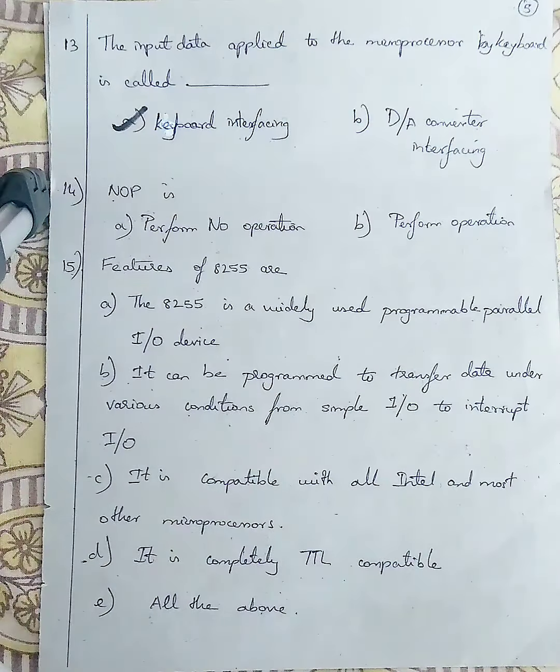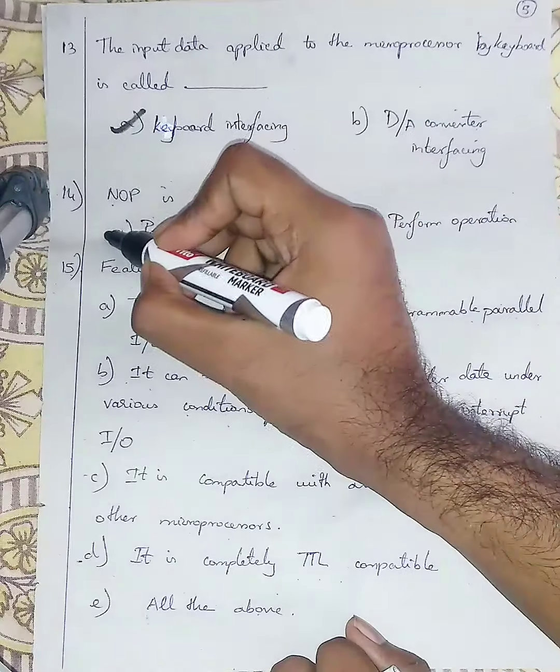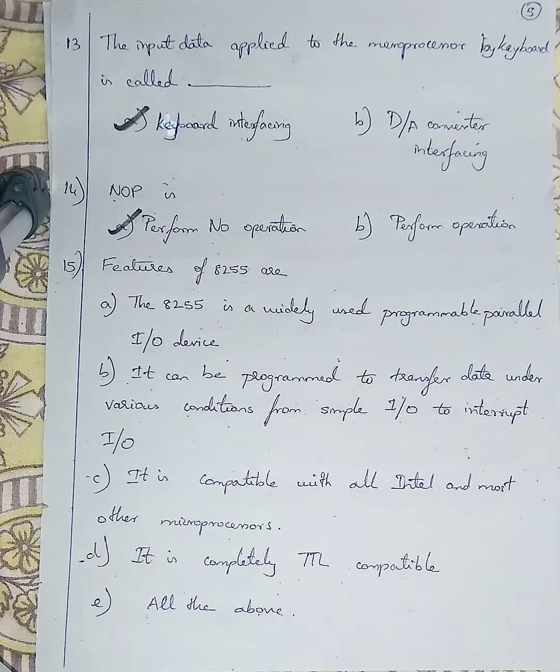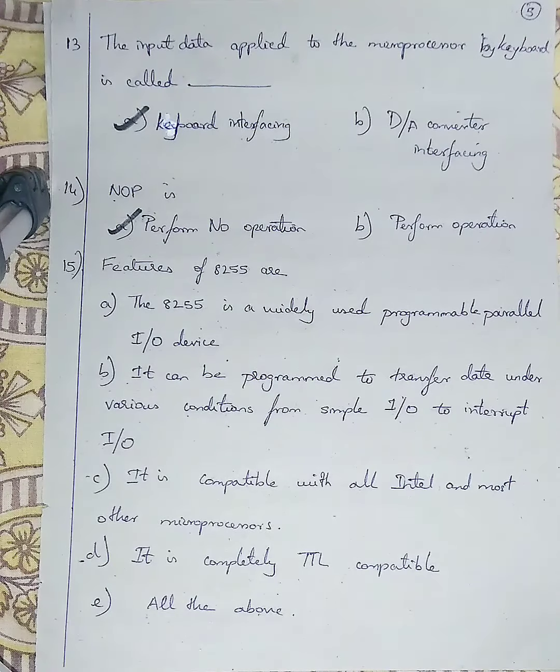Question number 14. NOP is. What is NOP? Option A is perform no operation. Option B is perform operation. NOP means perform no operation. So I am going with option A, perform no operation. NO means no, P means operation. Perform no operation.